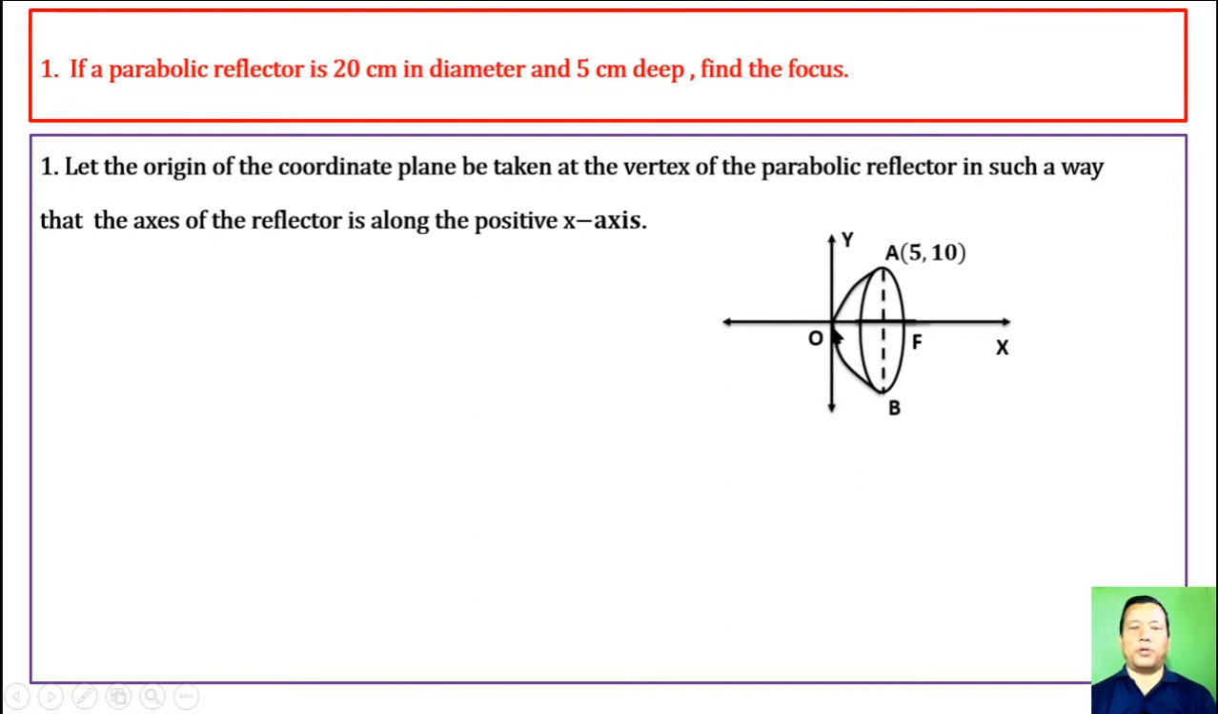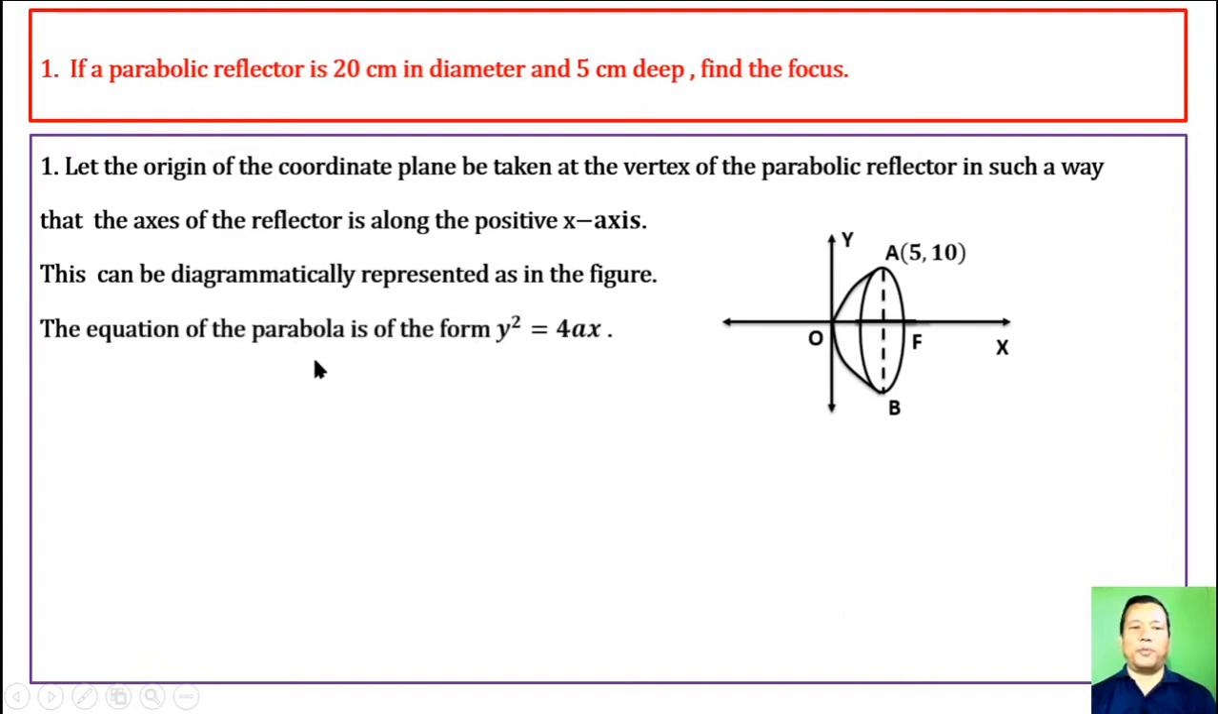This is the origin of the coordinate axes, which is taken as the vertex of the parabolic reflector. The axis of the reflector is along the positive direction of the x-axis, as in this diagram. This can be diagrammatically represented as in the figure. The equation of the parabola is of the form y squared equals 4ax. The depth is 5, and from this point to this point is 5, and this is also 5. Therefore, the diameter is 10.